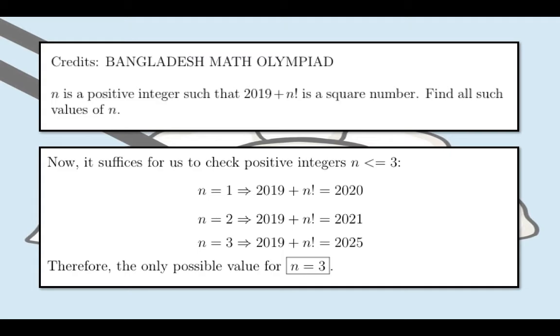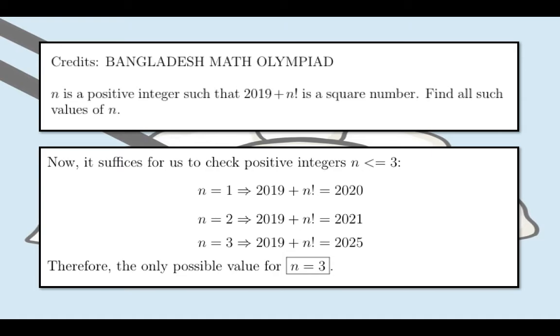So those are just 3 cases. We just need to check n equals 1, n equals 2, and n equals 3. So we check each case from there. If n equals 1, this will be 2020, which is not a perfect square. If n equals 2, this will give us 2021, which is also not a perfect square. If we try n equals 3, this will give us 2025, which is a perfect square as shown in the earlier part of the video. So we check all cases.